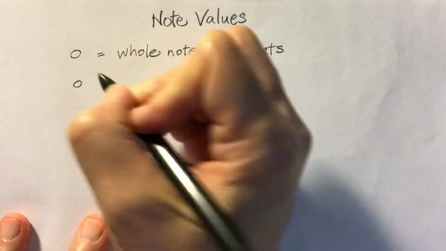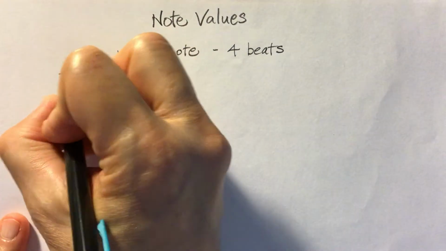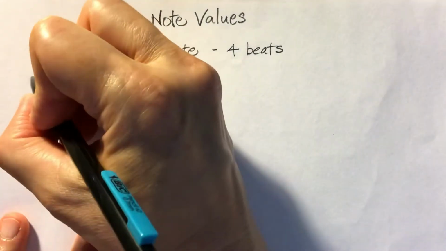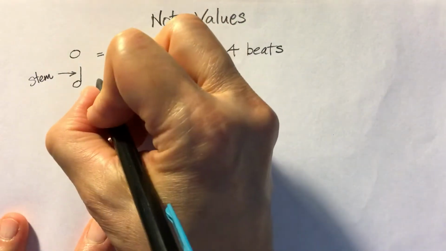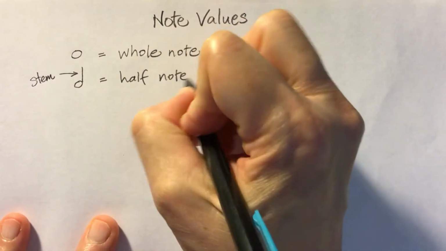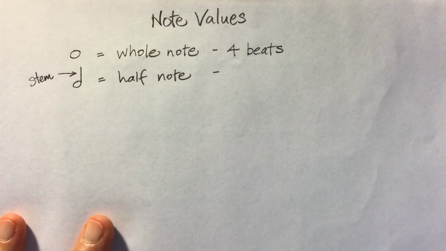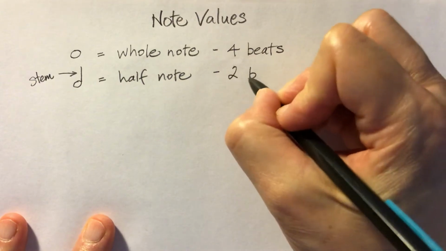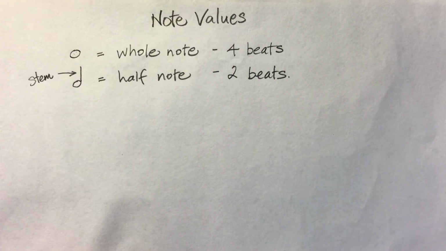Next, if you have a note head, I don't know why that one's smaller, and then you add a stem. So that part, the anatomy of a note, is called a stem. When you add a stem to a note head, that becomes a half note. And it becomes twice as fast. So these are only worth 2 beats. So ta, ta, ta, ta.